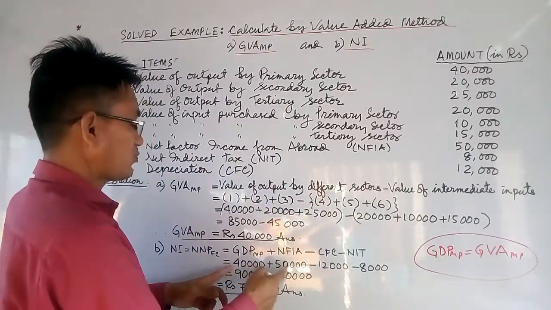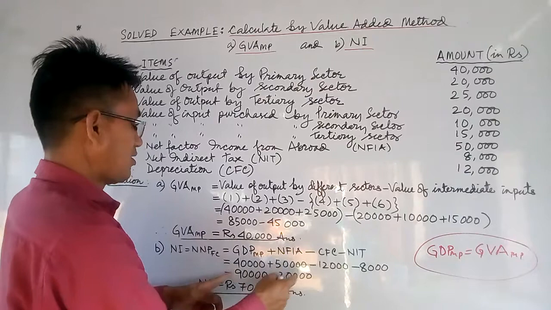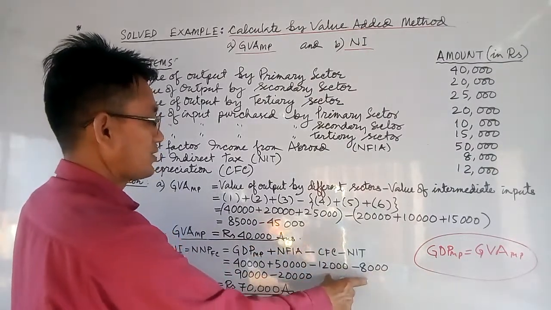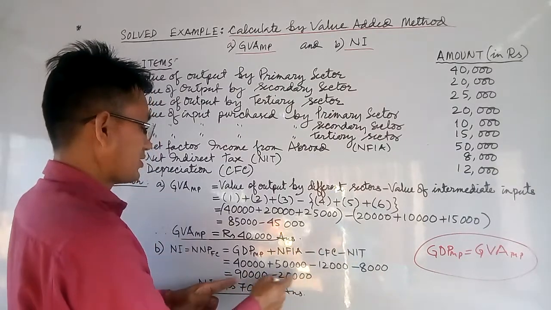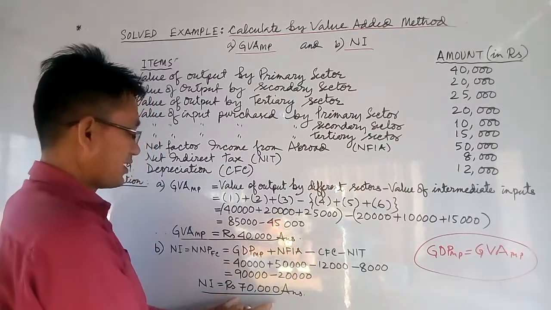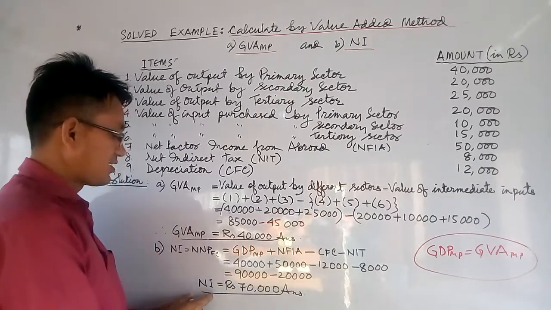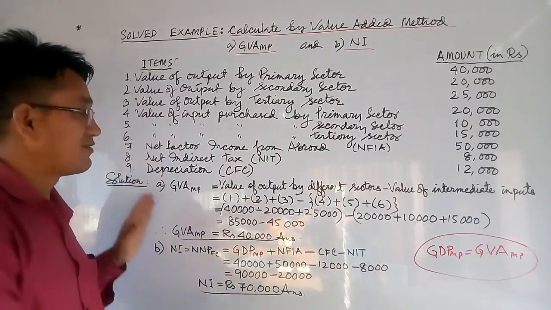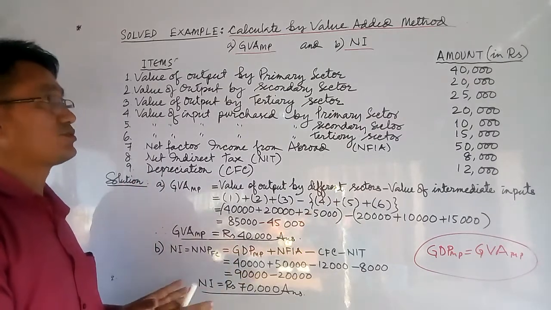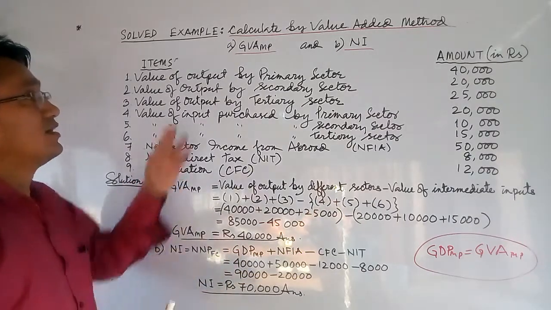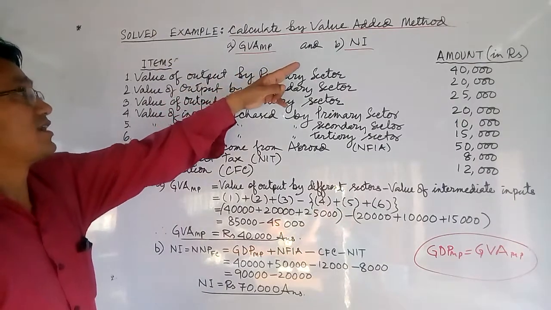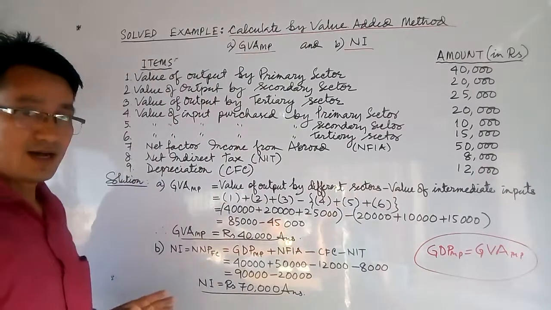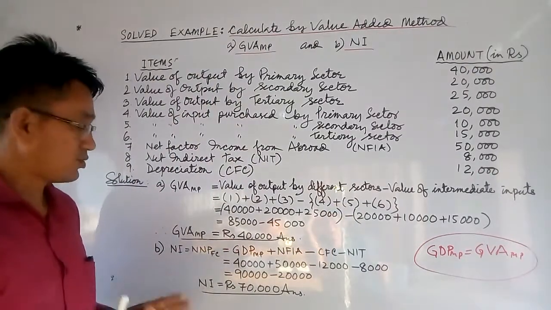So the first positive ones, 40,000 and 50,000, give 90,000, and the negative ones, 12,000 and 8,000, give 20,000. Subtracting 20,000 from 90,000, we get 70,000. So national income is 70,000. It is not very difficult. It is very easy to calculate national income by the gross value added method. I think you have understood.